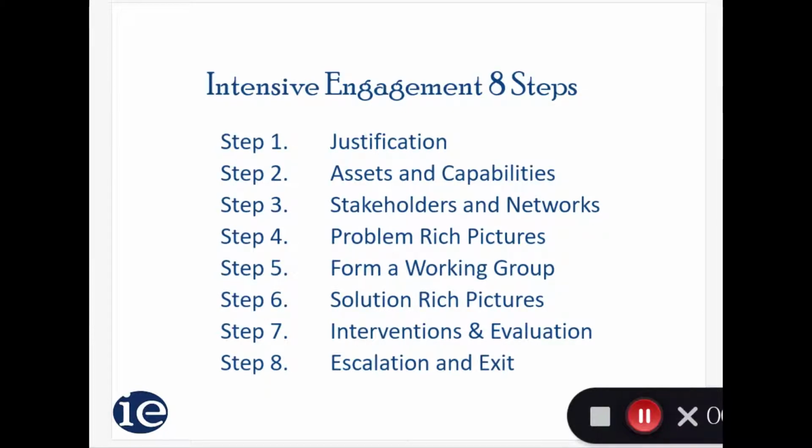So intensive engagement is really made up of 8 steps in that process. They appear one after the other, but we keep going back to each of these stages, refreshing them as we work through. The first thing is to justify why we should put intensive effort into community engagement in a particular location. We can't do it everywhere, so what we want to do is to choose the right places that are most likely to have the most effect.